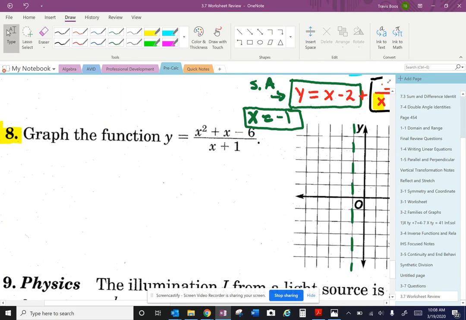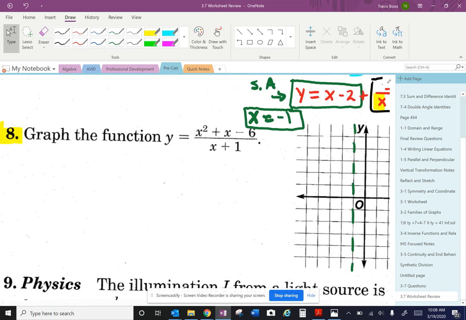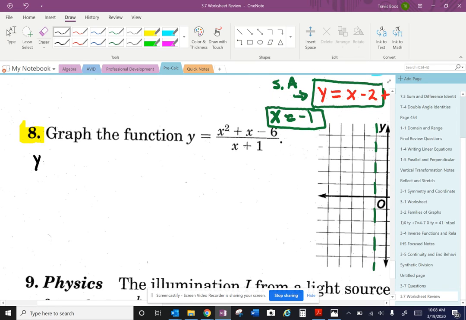Let me just go ahead and rewrite this. I'm going to notice right away that I can factor this guy. So that's y equals x plus 3, x minus 2. How did I know it's 3 and negative 2? Because they multiply to negative 6 and they add to 1, which is the coefficient of x, all over x plus 1. And you might be asking yourself, well, why did you do that? Or asking me, why did I do that?